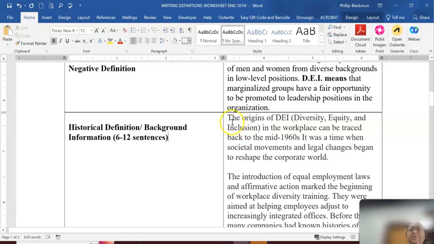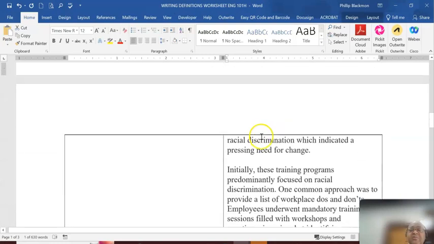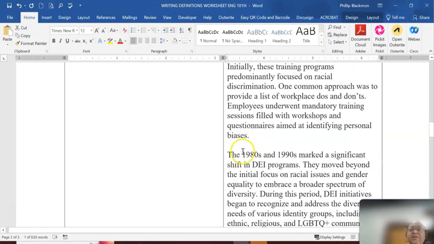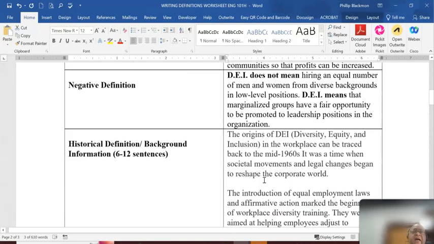And if I look at this, I'm looking at the keywords that I copied here, the origins, when did it start, mid 60s. It talks about the introduction of equal employment laws. Then it goes through the years that I'm interested in, just showing how it progressed over time. So I have all of that information in here.